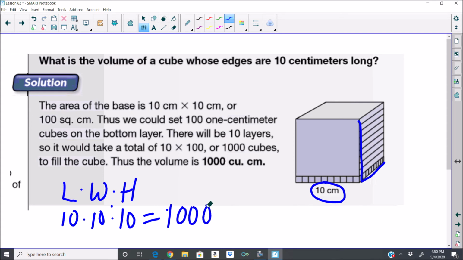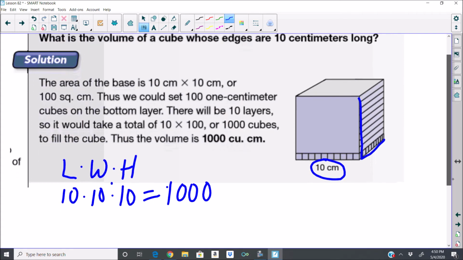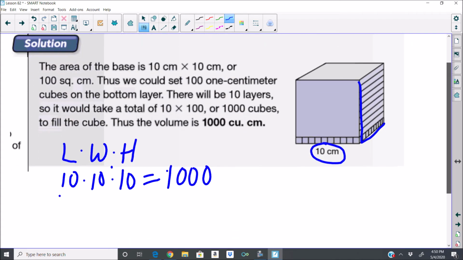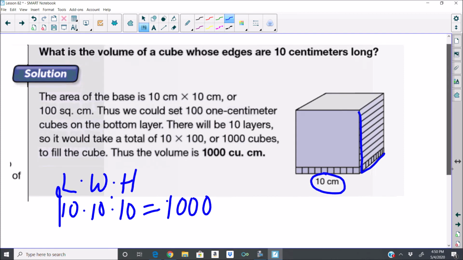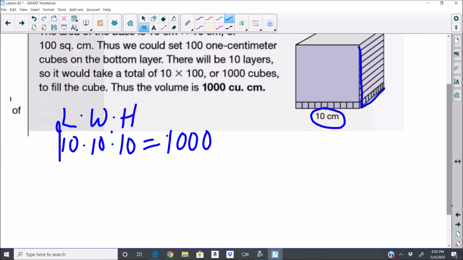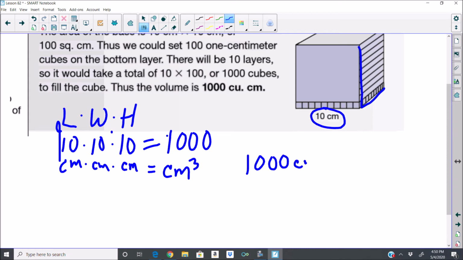Okay, now for the label on this, you guys. 10 centimeters times 10 centimeters, right, times 10 centimeters. So the label is going to be centimeters cubed. So our answer for this is 1,000 centimeters cubed.